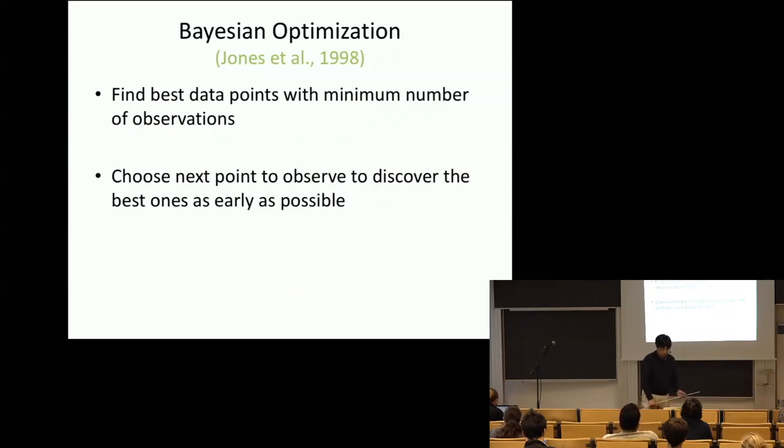Okay. So what is Bayesian optimization? Bayesian optimization is a technique to find the best data points with a minimum number of observations. I will explain more later. Suppose you did n experiments, and then you have to choose the next experiment: which candidate to choose next. This is exactly what Bayesian optimization can solve. It chooses the next point to observe to discover the best ones as early as possible, and we use machine learning models to do that.